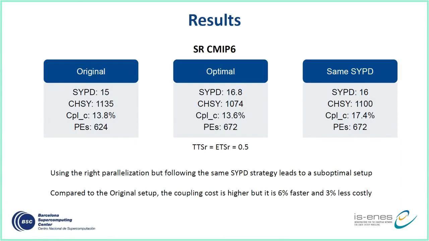If we compare this configuration with another using the same parallelization, which we say is optimal, but now using that approach where you have both components running at the same speed, you end up with a configuration which is still better than the original, but as you see, the coupling cost grows, and yeah, it's suboptimal compared to what we have found.